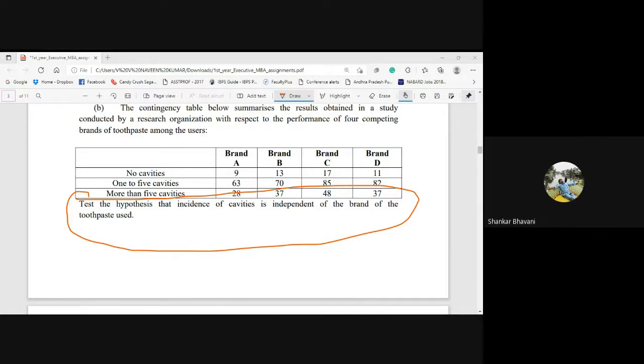Now I'm writing for the 9th one. For this I'm going to get the expected frequency, that means E of 9. What is the row total? 50. What is the corresponding column total? 100. 50 into 100 by 500, grand total is 500. So that's 10. Similarly, expected frequency of 13: row total 50 into column total 120 by 500, that is 12. Similarly, E of 17: 50 into 150 by 500, that is 15. Next, E of 11: 50 into 130 by 500, that is 13. So first row is over.